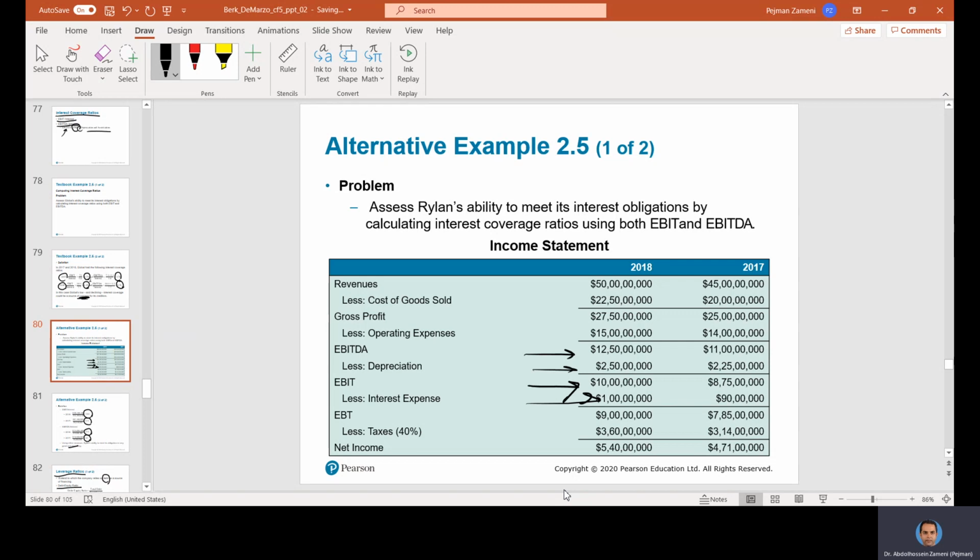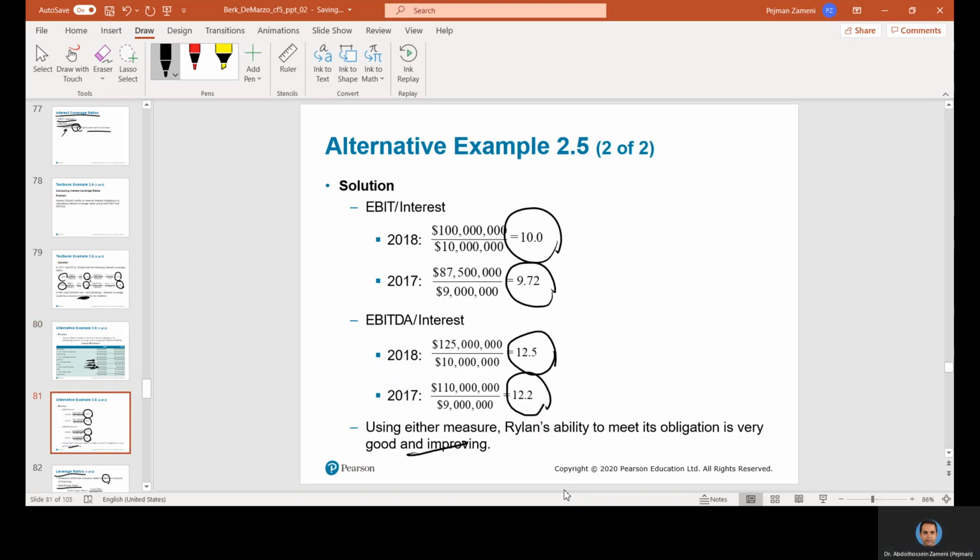There is another question, please do it by yourself, which is quite easy. We have all the numbers here, which in 2017 is this much, and went up to 10 in 2018. Also, there is an improvement from 2017 to 2018. Using either measure, Ryland's ability to meet its obligation is very good and improving.